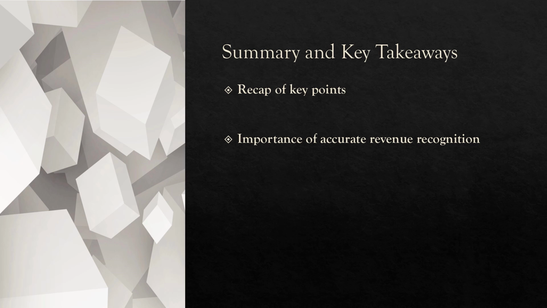So that's it for our presentation. Now we can summarize the key takeaways. To summarize, understanding variable consideration and milestone payments under ASPE 3400 is crucial for accurate revenue recognition. Key takeaways include the importance of meeting revenue recognition criteria, methods of estimating and measuring variable consideration, criteria for recognizing milestone payments, and challenges and best practices in applying ASPE 3400.